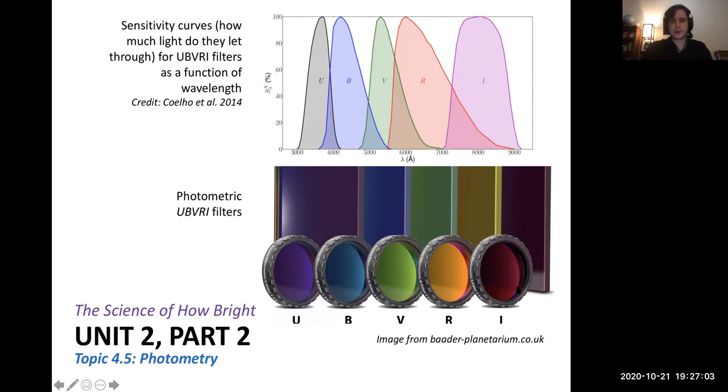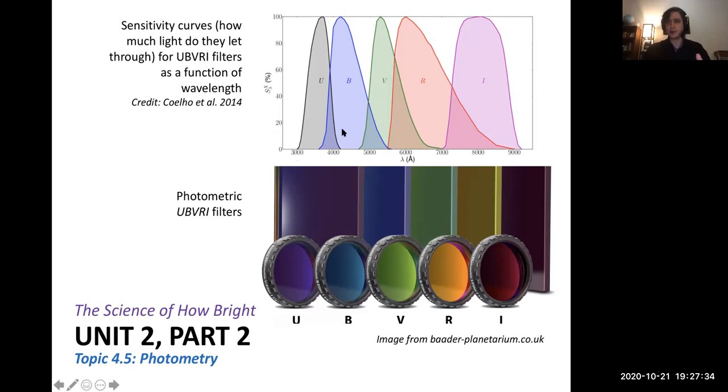And the way that these work is they only let a certain range of wavelengths in, and that's what we're seeing at the top here. The wavelength bar here is in a unit called angstroms. It's 10 times smaller than nanometers. So this is 300 to 900 nanometers, so ultraviolet all the way to the infrared. And what's on the y-axis here is just what percentage of that wavelength of light it lets through.